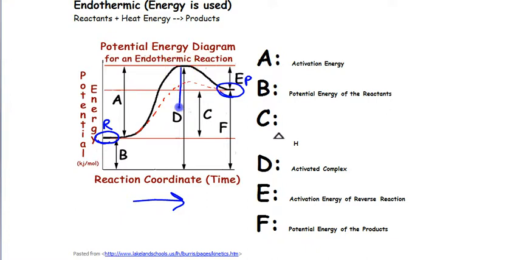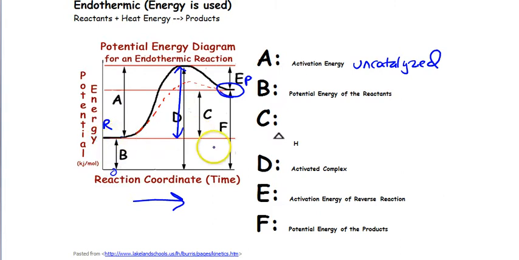So from here to here, which is what we see in A, that is showing us the activation energy. Again, that is for the uncatalyzed. But if a catalyst is used, then you would lower that activation energy and it would only go to that dashed line. The potential energy of the reactants is B, so from 0 up to the amount of energy that your reactants have to start.